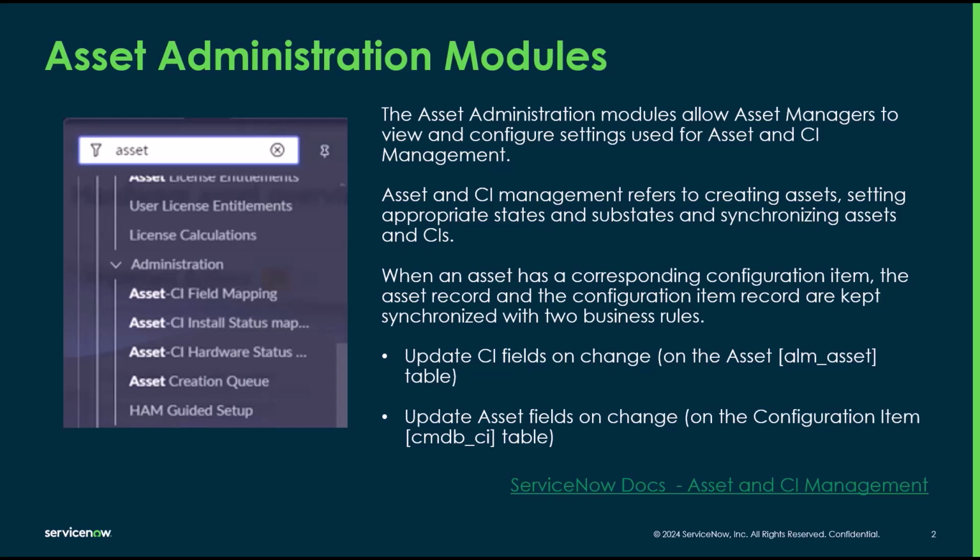When an asset has a corresponding configuration item, the asset records and configuration item records are kept synchronized with two business rules. The update CI fields on change, which is on the ALM asset table, and the update asset fields on change, which is in the configuration item table or CMDB CI.